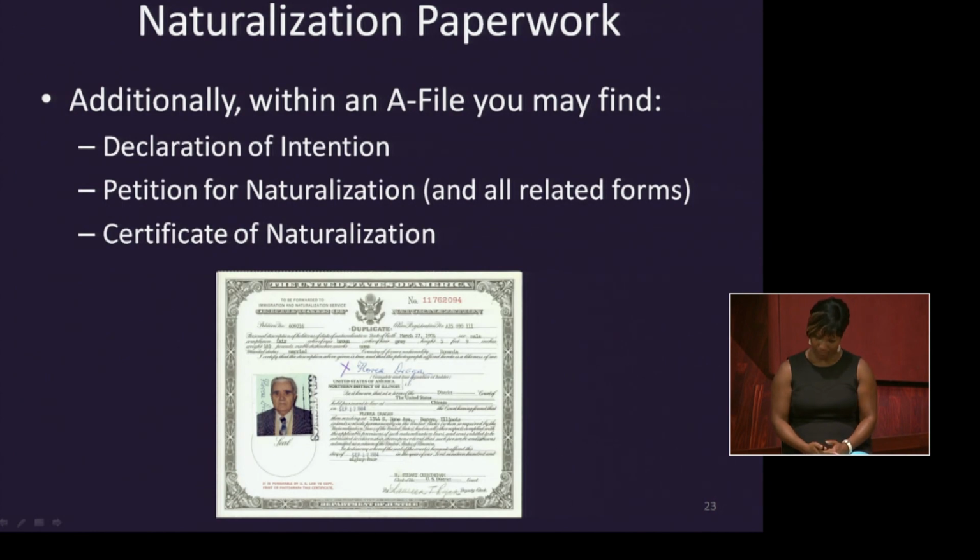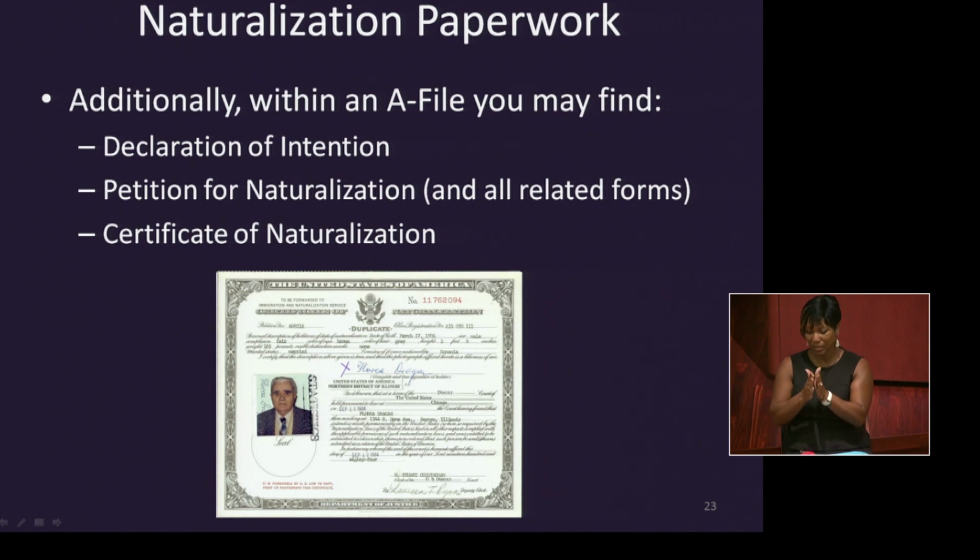And then a final thing to point out is that naturalization paperwork can show up in these files. Again, that began in April of 1956 when INS changed their record-keeping system. But this could include anything from the Declaration of Intention, the Petition for Naturalization, and all those related forms, the application to gather information for the petition, and all of those seemingly endless forms that people had to complete as they were working to get naturalized.